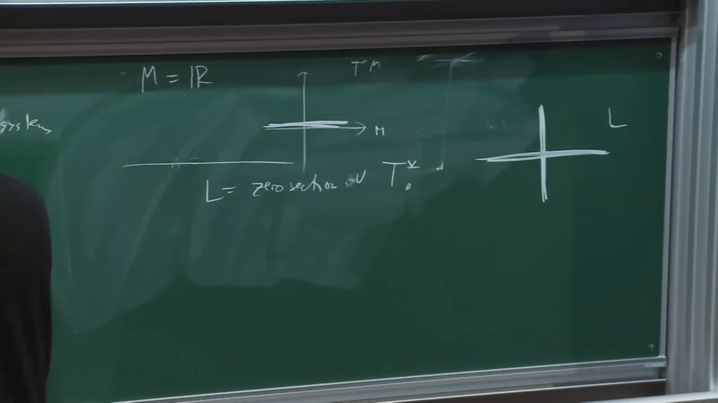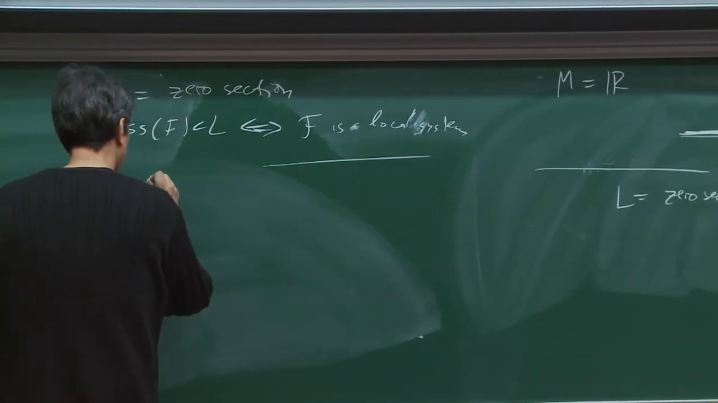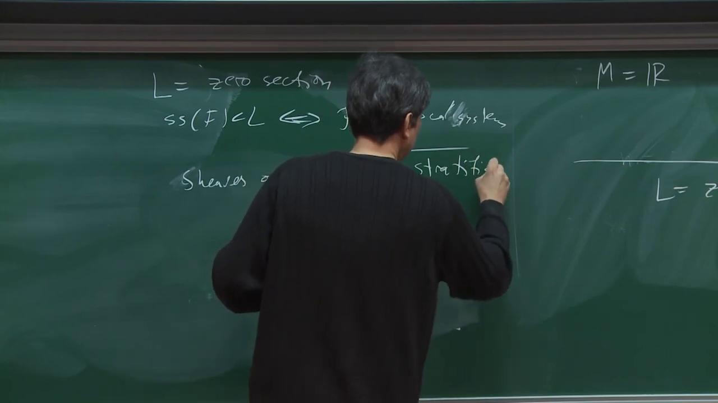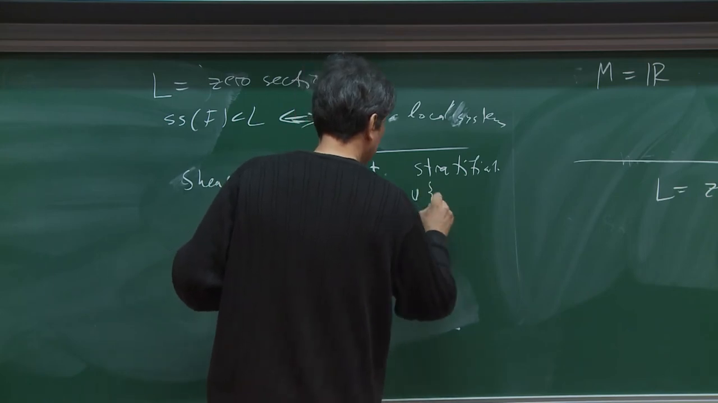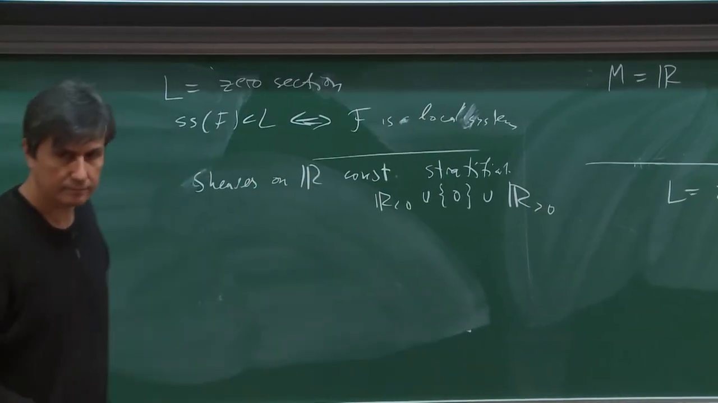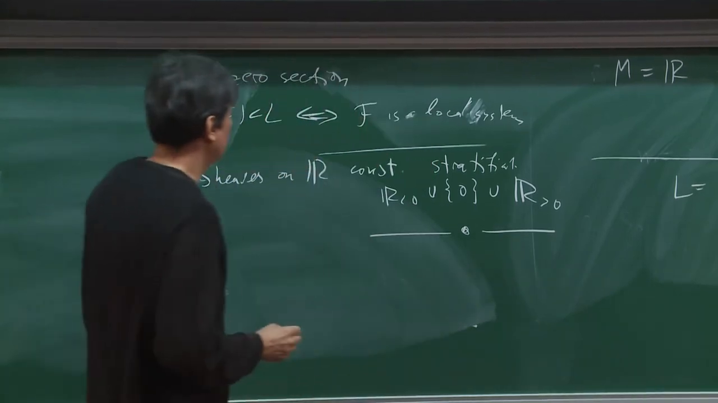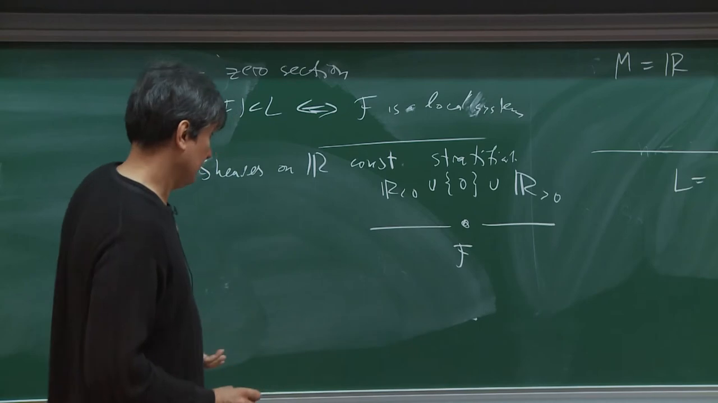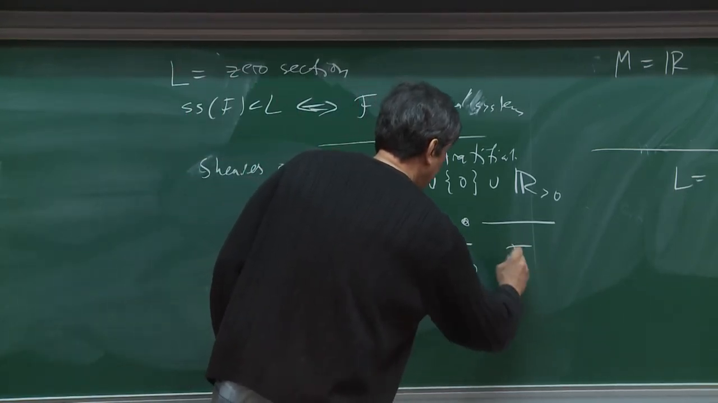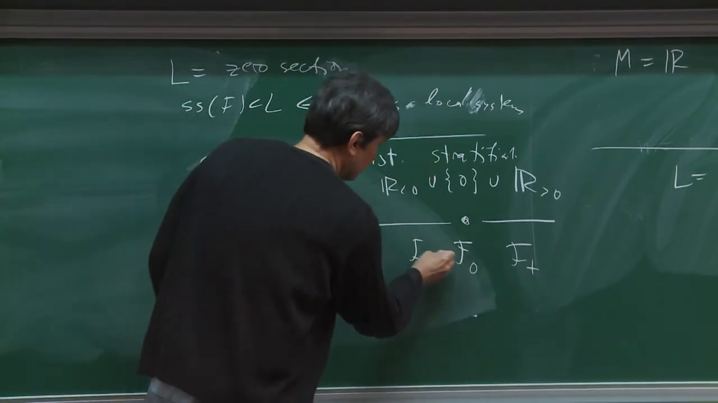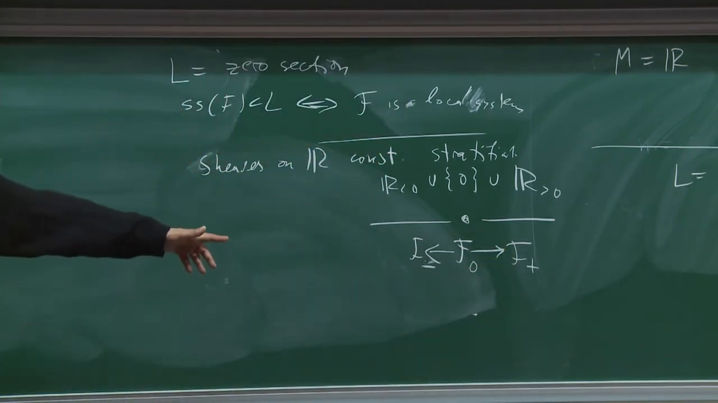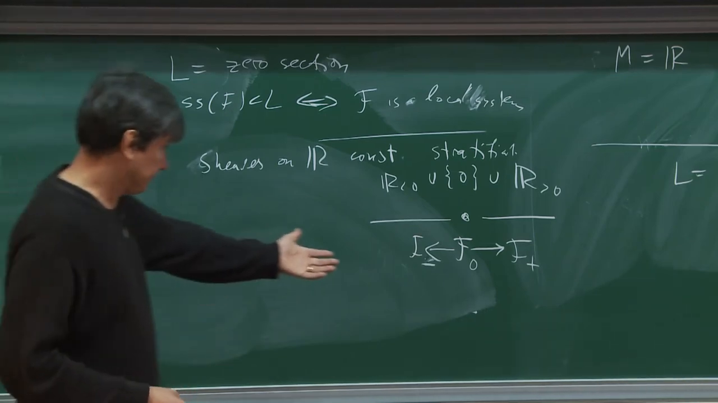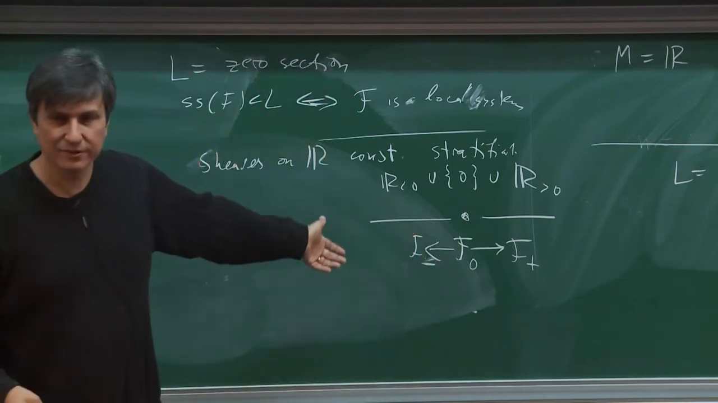Then you get sheaves on R constructible with respect to the stratification: negative numbers, zero, and positive numbers. You get three strata, and it will be a local system on two rays, because contractible gets just vector spaces. You get three vector spaces, and F0 maps to F minus and F plus. Because if we take the germ of a section at 0, it will give a germ at a point on the right-hand side. So the category of sheaves will be just three vector spaces and two maps.